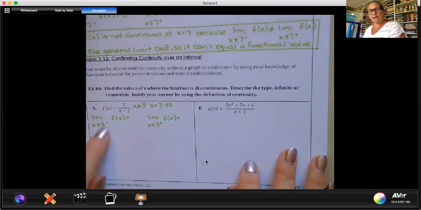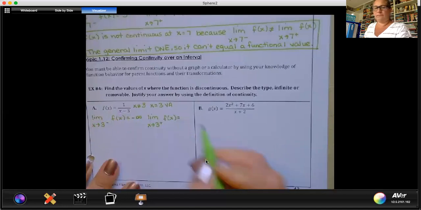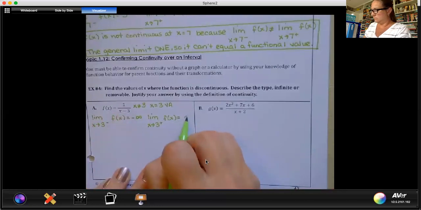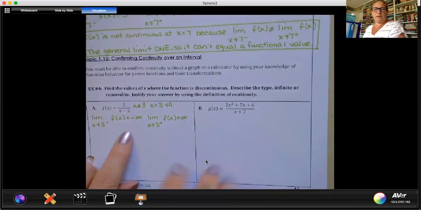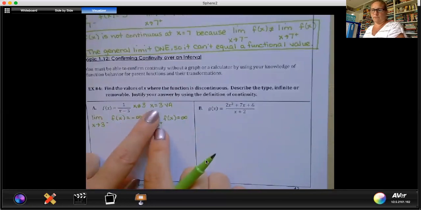If I plug in a value to the left of 3, say 2, I get 1 over 2 minus 3, 1 over -1 is -1. So that's going to approach negative infinity. This is kind of like that substitution that we did before. If I plug in a value to the right of 3, say 4, 4 minus 3 is 1, 1 over 1 is 1. So our limits from the right and left don't exist. Our functional value at 3 doesn't exist.